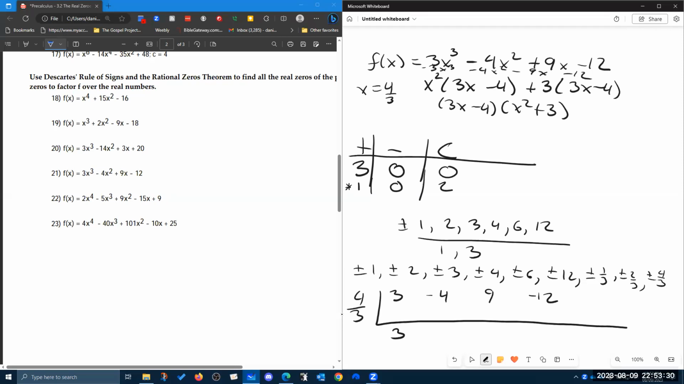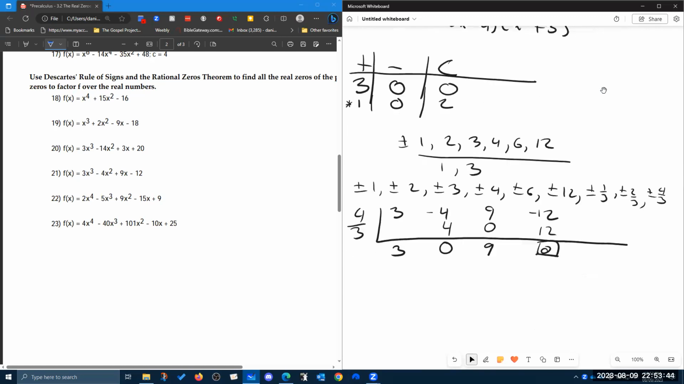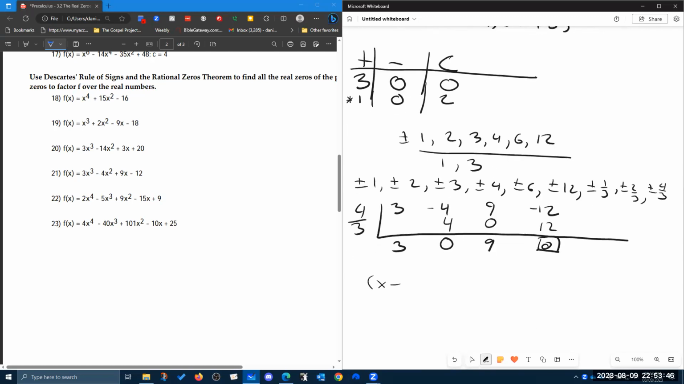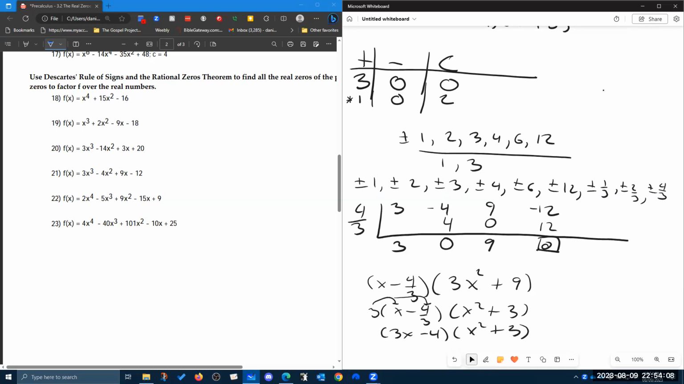3 goes into 3 one time. 1 times 4 is 4. Gives me a 0. 0 times anything is 0. Bring down the 9. 3 goes into 9 3 times. 3 times 4 is 12. The 0. And that gives me factors of x minus 4/3, 3x squared plus 9. I'm going to pull the 3 out. I'm going to put that 3 in here to get rid of this fraction. Like so.